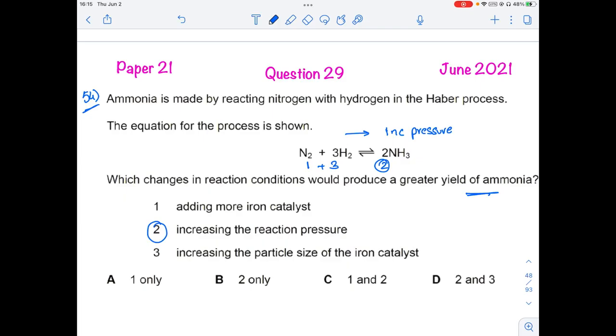Adding more iron catalyst: the catalyst will not increase the products, but it will increase the rate of reaction. Forward reaction and backward reaction both will increase, but it does not increase the concentration or yield of ammonia. So therefore 1 is wrong. Increasing the particle size of the catalyst is the same case. The particle size of the catalyst also will not increase the product's concentration, but it will increase the rate of forward reaction and rate of backward reaction at the same time. So therefore only option 2 is correct, which is option B.